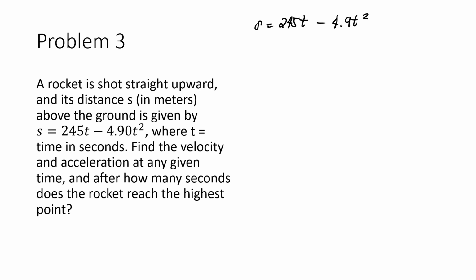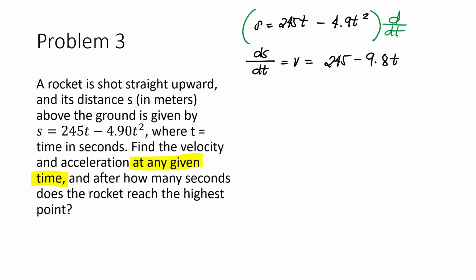We know that when we have the words "at any given time," we are just after the derivative equation. So let's get the derivative. So this is d over dt. So we have ds over dt, which is equal to the velocity, that is 245 minus 9.8t. That is for the velocity. Let's underline that. What about the acceleration?